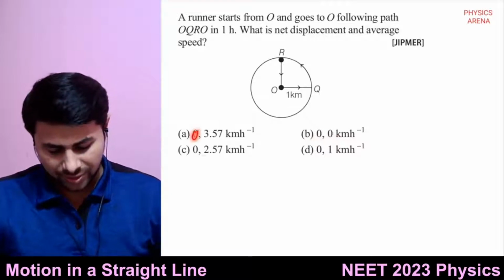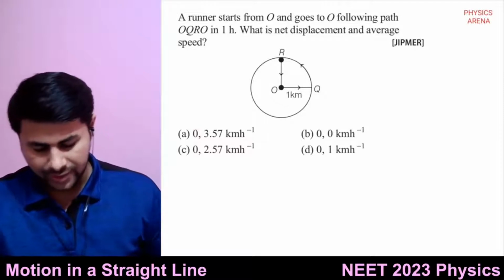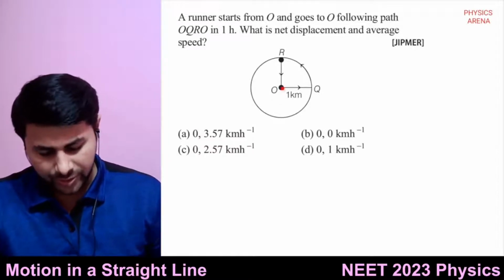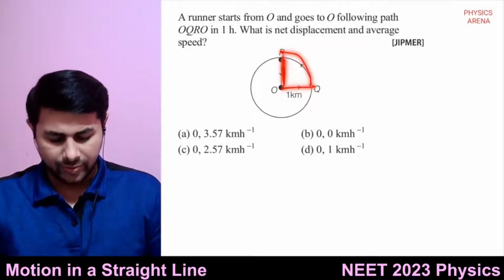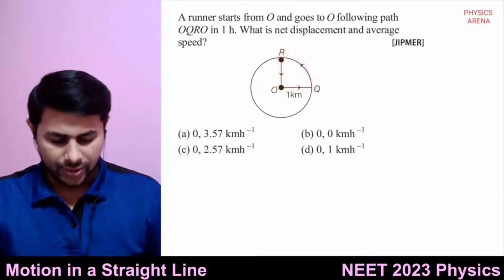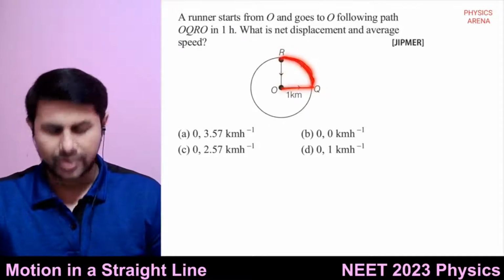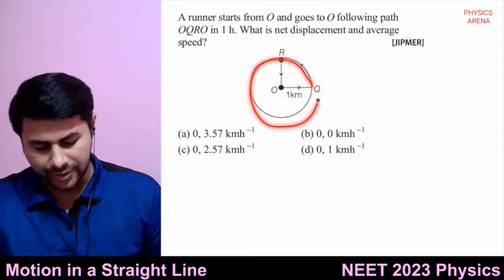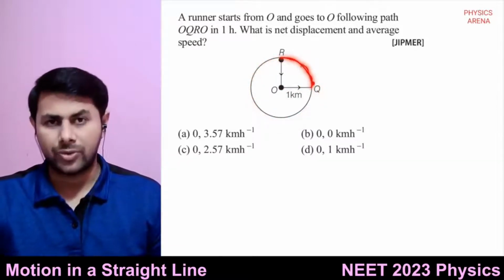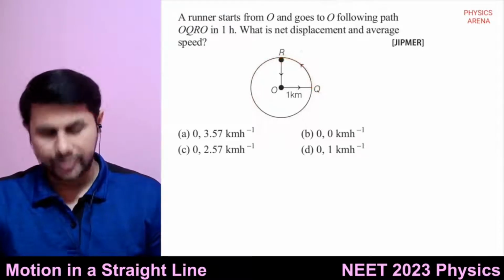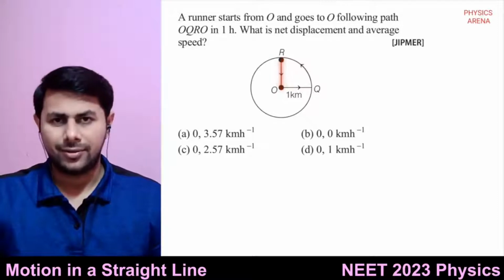So first one is 0, second one we need to find out. So how much is the distance covered? He moves from here to here, and then from here to here, and then from this point to this point. So distance covered is r plus, this is 1/4 of the circumference of the circle. Then this much distance is 1/4 of the circumference. So it is 2 pi r divided by 4 plus r.